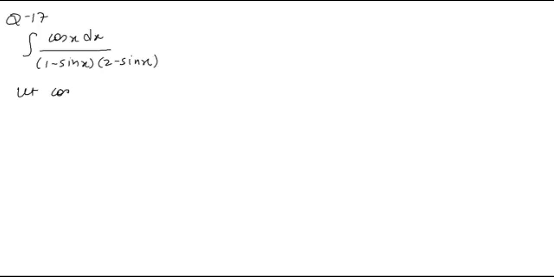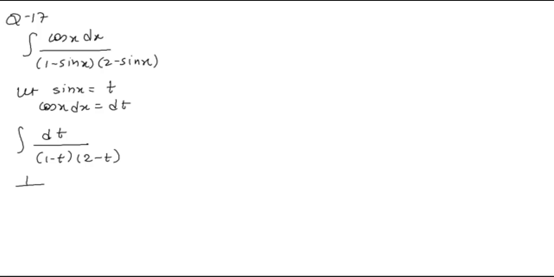Let's understand the 17th question. Here it is given the integration of cos x dx upon 1 minus sin x into 2 minus sin x. So I will assume sin x as t. So the derivative of sin x is cos x, so cos x dx will become my dt. If I replace the substitution, then I will have dt upon 1 minus t into 2 minus t.